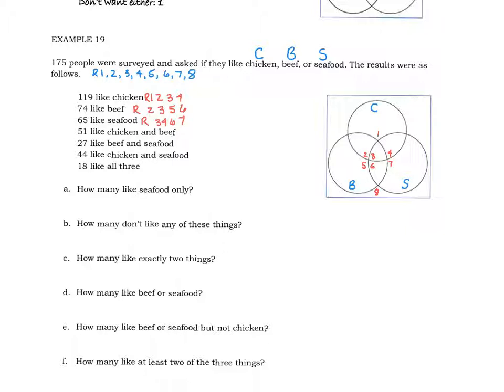51 like chicken and beef. Now, they did not say like chicken and beef only, and they didn't say they like chicken and beef but not seafood. So that's regions 2 and 3. 27 said they like beef and seafood. Again, they did not say only, so that is regions 3 and 6. And 44 said they like chicken and seafood, so that's regions 3 and 4.